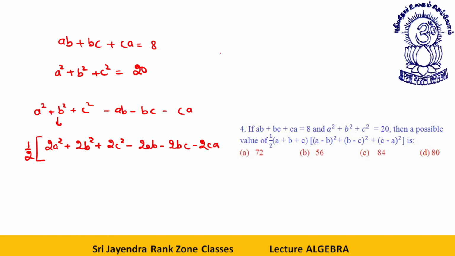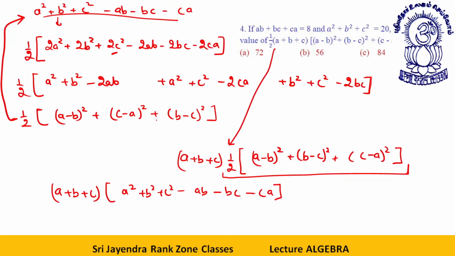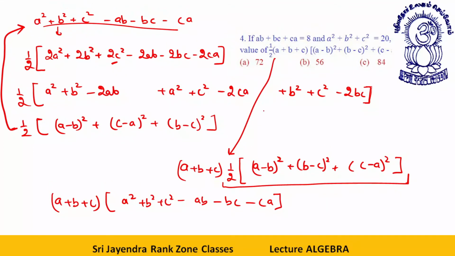Okay, forget about the question. This I can further write as half. There are two a squares, so let me write one a square here, the other a square here. There are two b squares, one here and the other here. There are two c squares, one c square here, one c square here, minus 2ab minus 2bc minus 2ca. a plus b plus c is also something we need to find, and we can find it very easily. This part is easy.